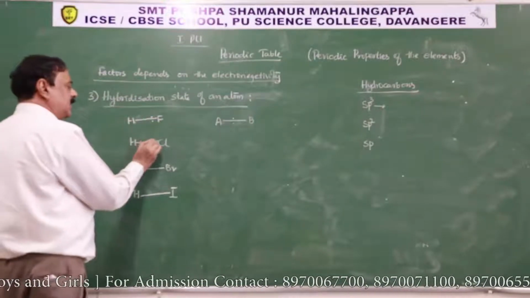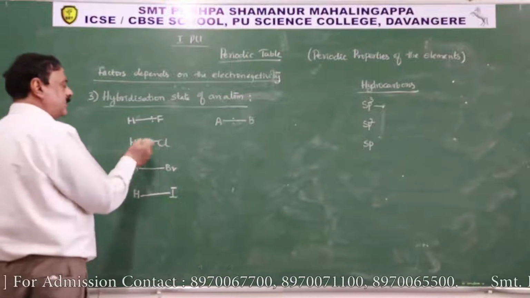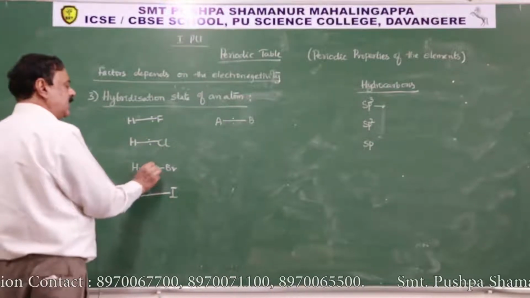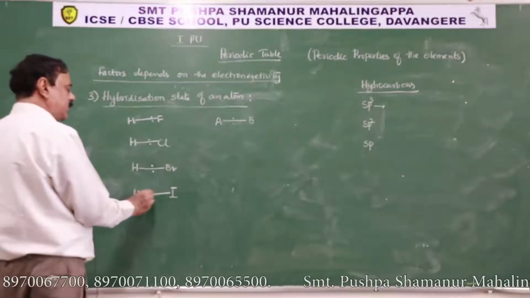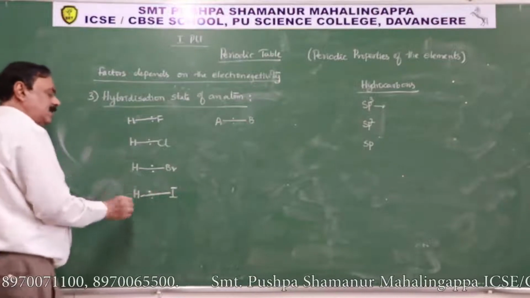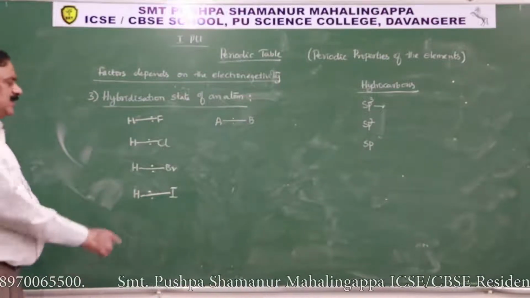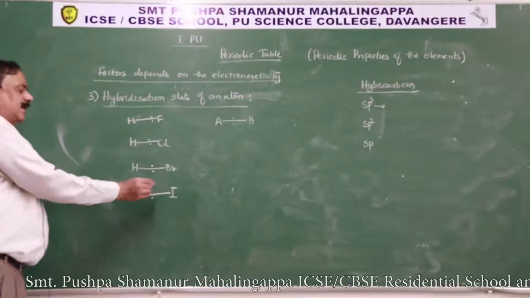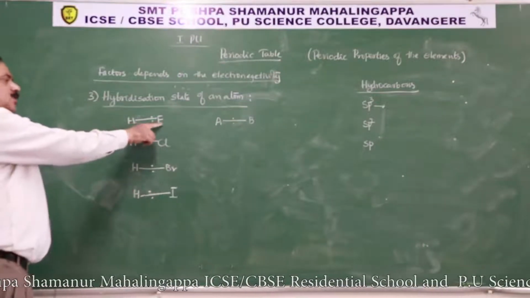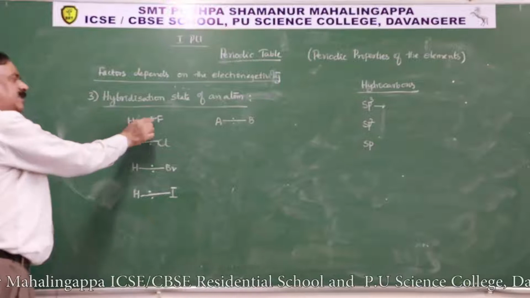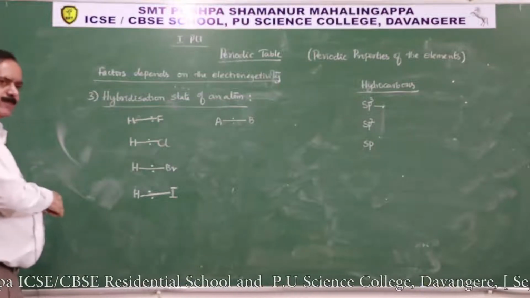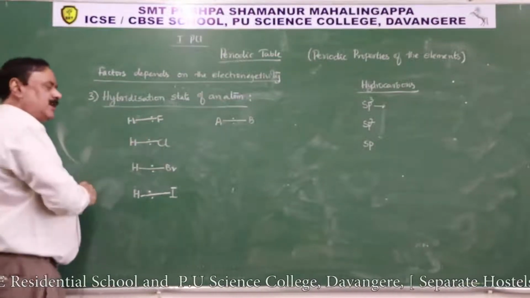Here the covalent bonding electrons are farther away from the chlorine atom. Here the shared electrons are still farther from the bromine atom. Here the sharing of the electrons occurs still farther from the iodine atom. Reason: fluorine is the most electronegative element, therefore it has the ability to withdraw the shared electrons towards it.